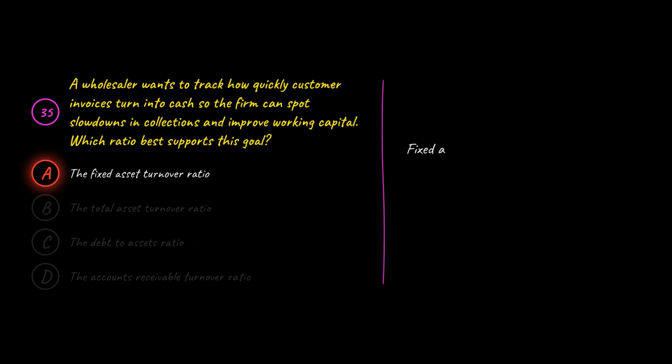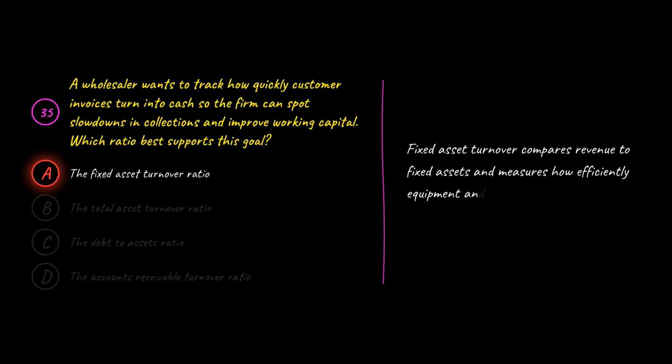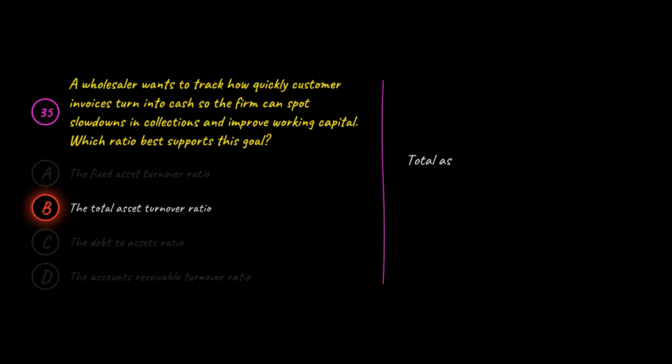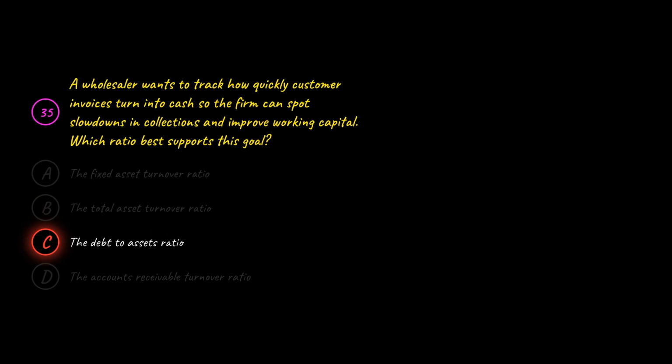A is wrong because fixed asset turnover compares revenue to fixed assets and measures how efficiently equipment and buildings generate sales, not how quickly invoices are collected. B is wrong because total asset turnover measures revenue against all assets and is broader than the receivables question being asked. C is wrong because debt to assets measures leverage, not collection speed on receivables.